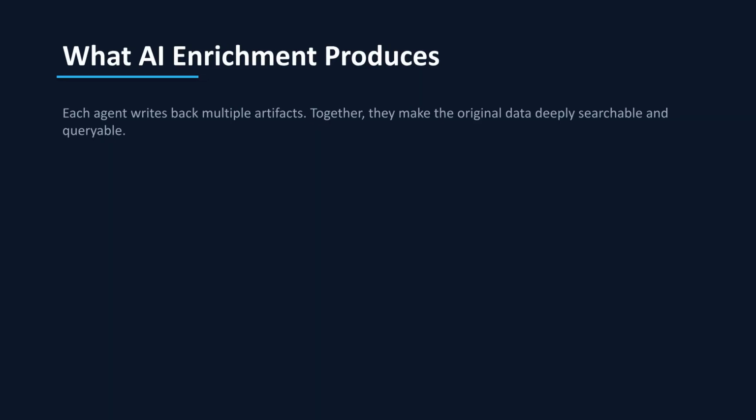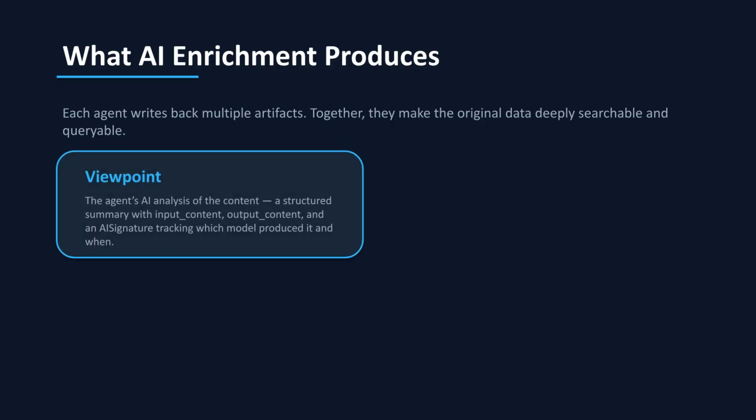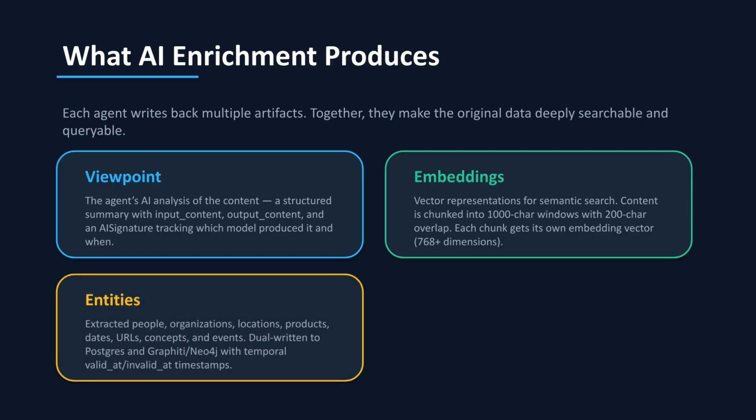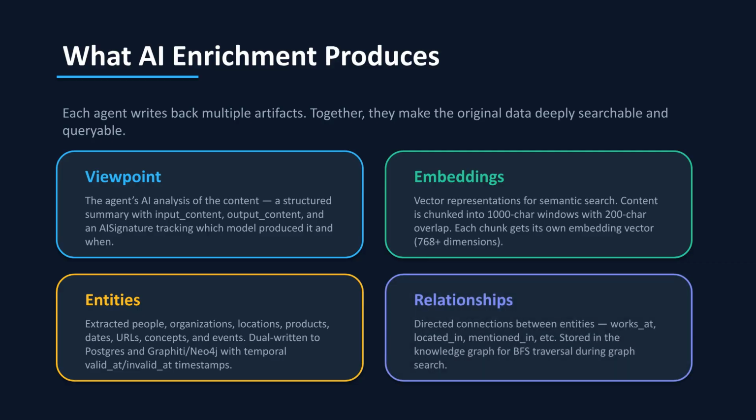AI enrichment produces multiple artifacts that make data deeply searchable. These include the viewpoint, a structured summary of the content's analysis; embeddings, which are vector representations for semantic search; entities, like people and organizations, extracted and dual-written; and relationships, directed connections stored in a knowledge graph.